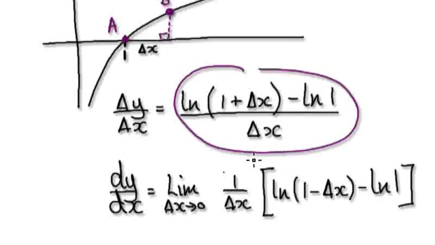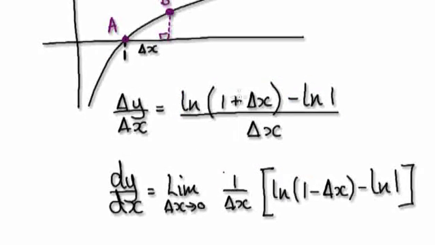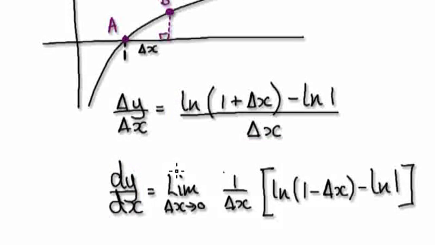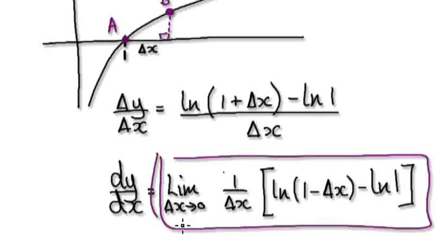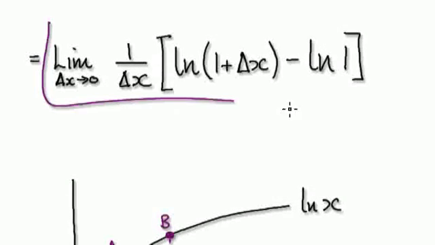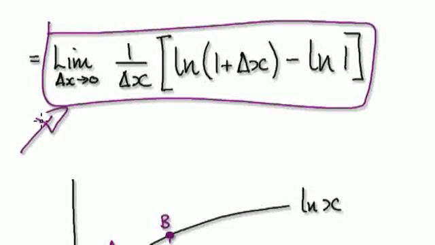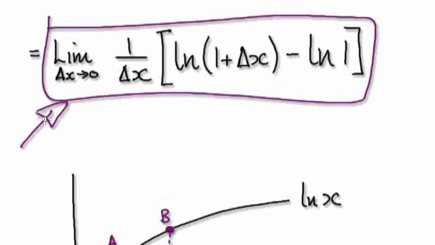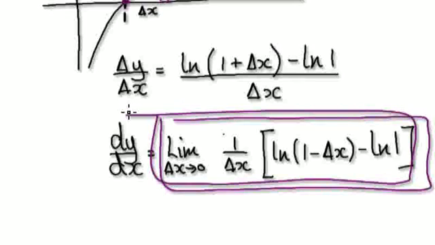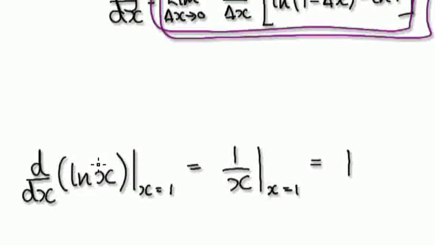And then if you were to take the limit of this thing here as delta x tends to 0, then that would give you the true gradient, and the true gradient would be this. And notice that this thing here is the same as this thing here. So when you were here, you have to train yourself to recognize that this thing here is really the derivative of the natural log of x evaluated at x equals 1.